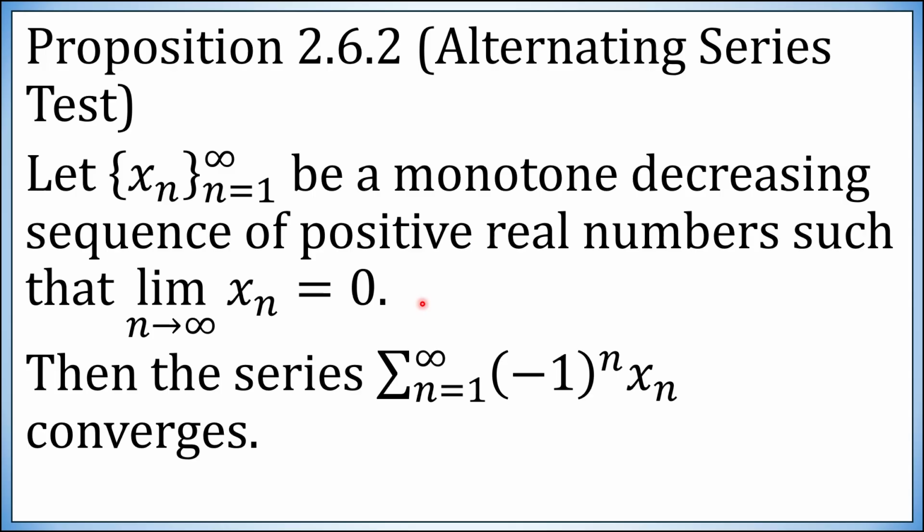So the alternating series test is phrased a little bit differently in just about every text. Here we have a sequence of positive numbers that is decreasing to 0. The series is then formed by taking that sequence and multiplying by negative 1 to the n. That's the series which we're going to say converges.